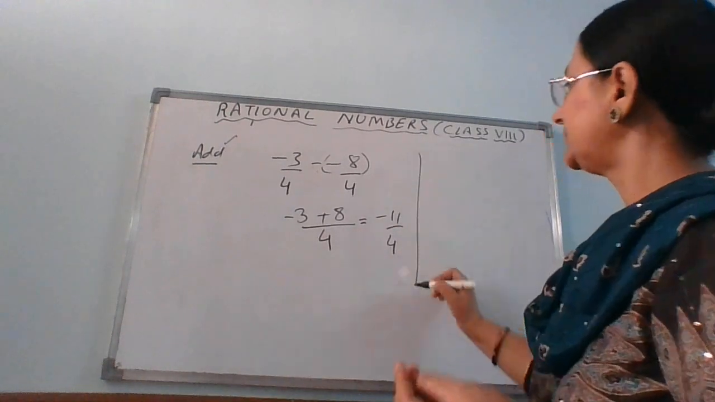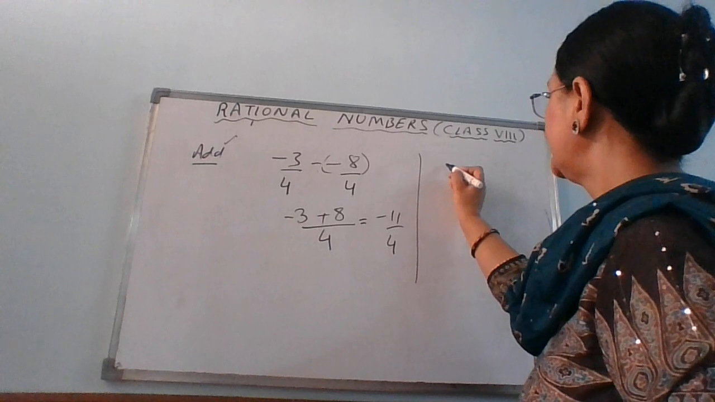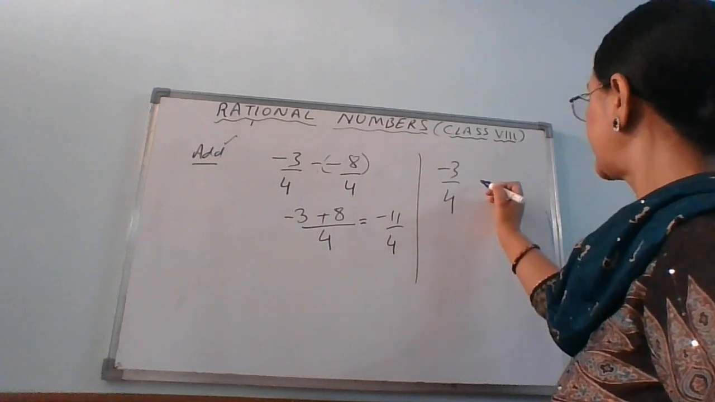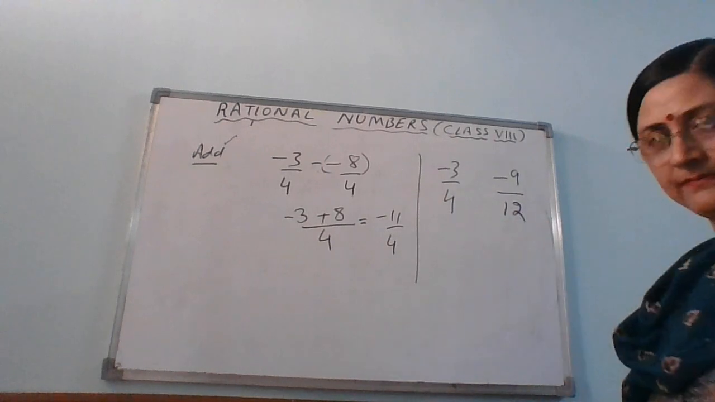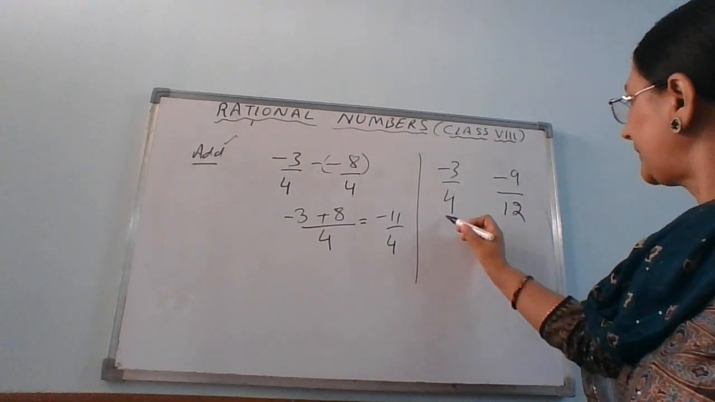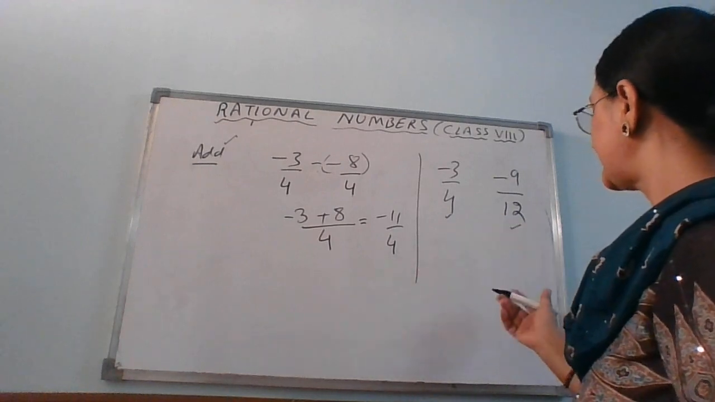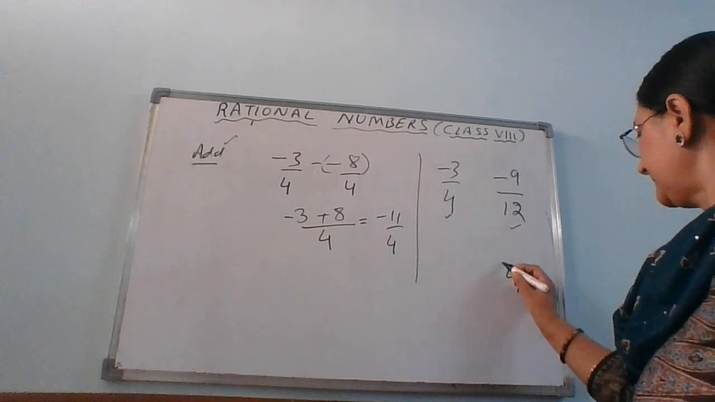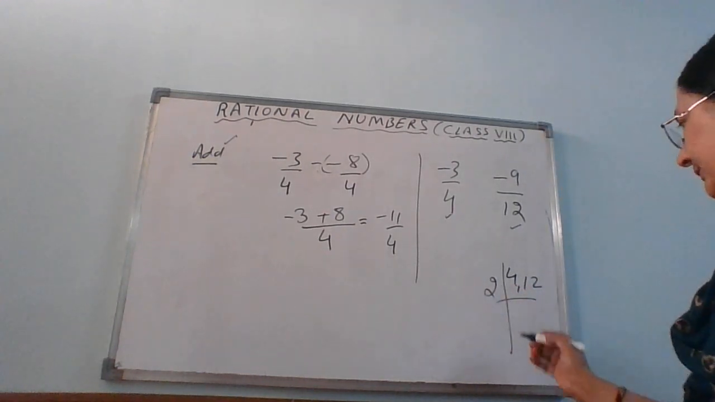If we don't have the denominator same, so let me recall that also, right? Minus 3 by, suppose this is 4, and minus 9 by, suppose it is 12, right? So what you have to do, you have to make the denominators same. How to make them same? Take the LCM, right? LCM like this way, you will get 12, right? I already know 12, you might be knowing. Let me do it for you.